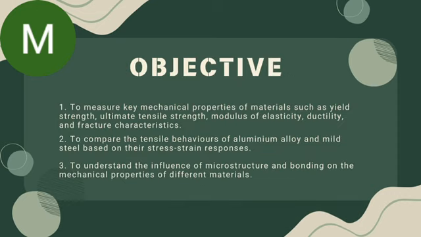The objective of this experiment is to measure the key mechanical properties of materials such as yield strength, ultimate tensile strength, modulus of elasticity, ductility, and fracture characteristics. Number 2, to compare the tensile behaviors of aluminum alloy and mild steel based on their stress-strain response. And last, to understand the influence of microstructure and bonding on the mechanical properties of different materials.